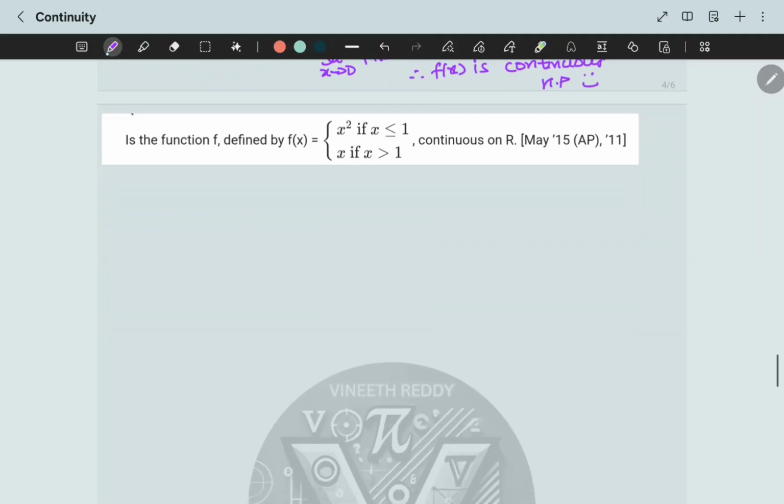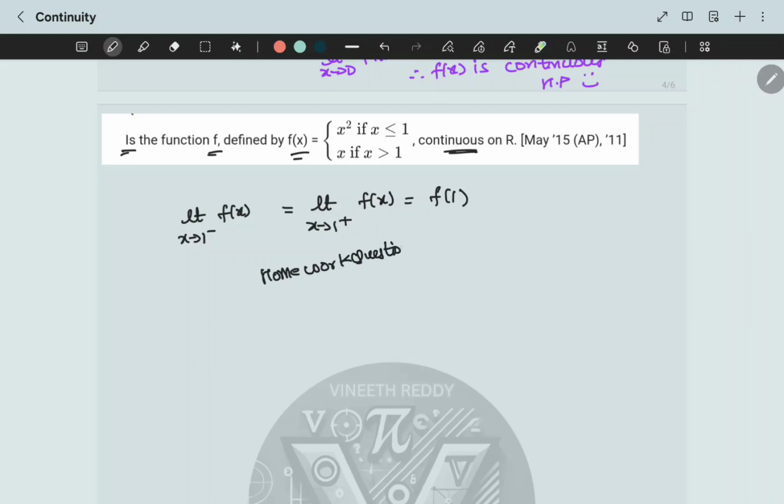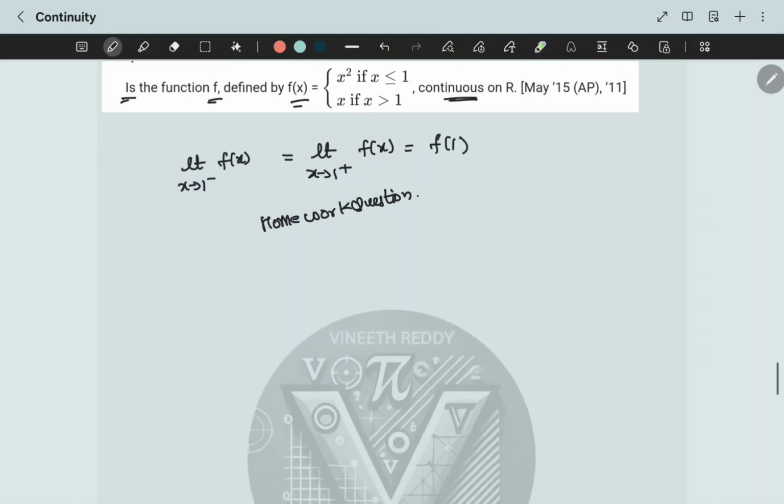Now the next question, let us take it as homework. The function f defined by this, is it continuous on R? He's asking, is the function f of x defined by this continuous on R? So you have to just check whether limit x approaches 1 minus f of x is equal to limit x approaches 1 plus f of x, and whether that is equal to f of 1. I hope now you can do it. Please try this as a homework question. And please do type the answer in the comment section.